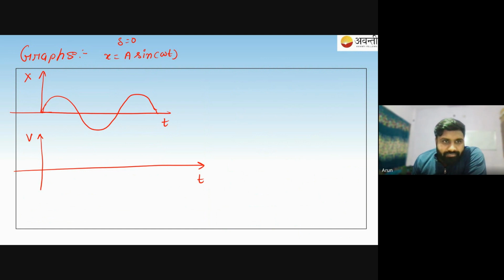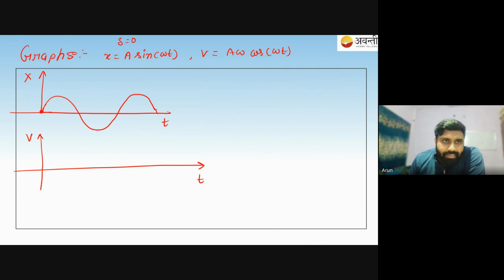Now in the same way we will draw v-t, v and t. So the v-t equation we have is a omega cos omega t, if we consider delta to be 0, which means when the sine is maximum, the cos is minimum, since it is following cos. So here the sine is minimum because x has 0 value. So velocity will start from here. When x is minimum, velocity will be maximum. Or you can say simply it is following the graph of cos.